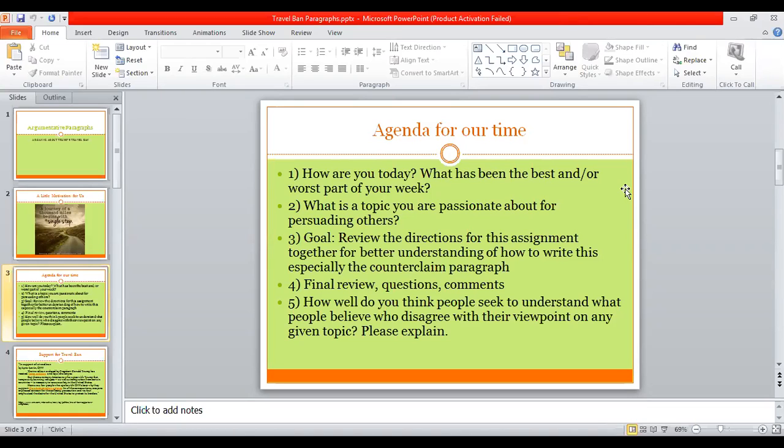Okay, so now since for today's assignment, we are talking about the argumentative paragraph writing, just that idea of persuading others and also understanding the viewpoint of others, then to be able to argue even in a stronger kind of way. I thought it would be helpful just to think about what is a topic that you are passionate about for persuading others. It doesn't have to be what we're discussing today, but it could be a value or a moral or even a political issue that you have a really strong opinion about.